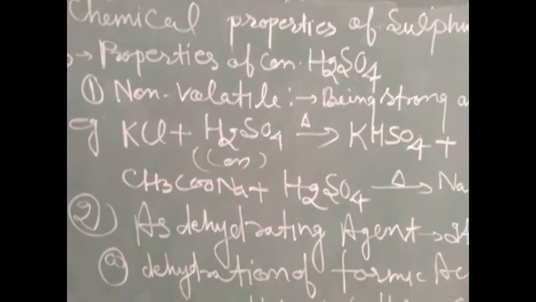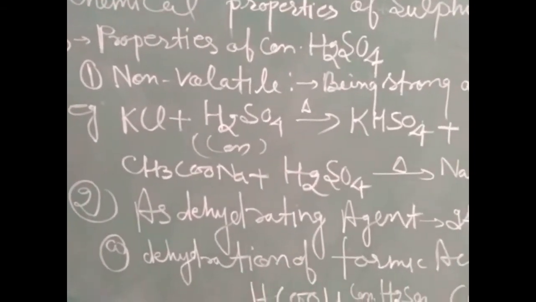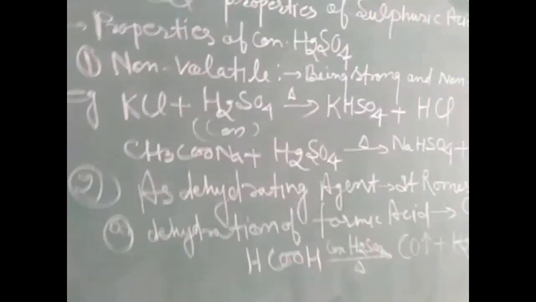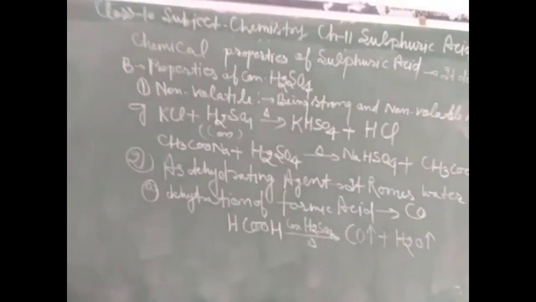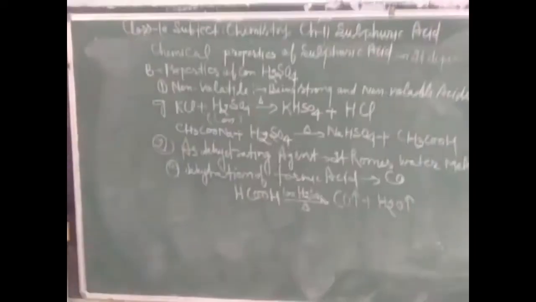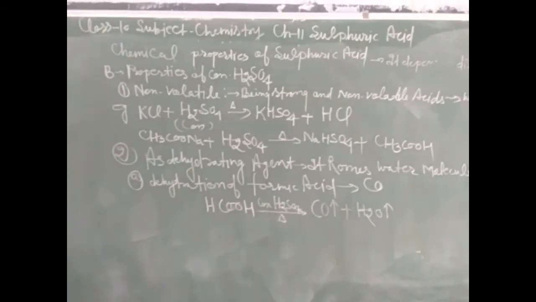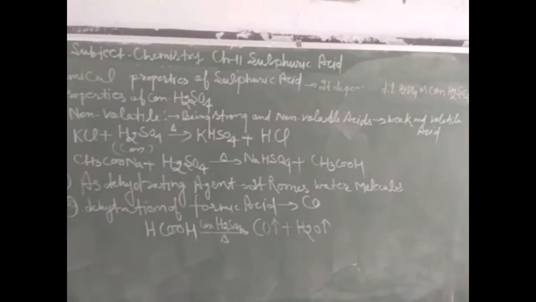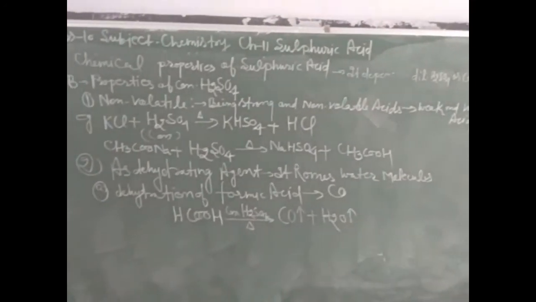Now dear students, we will discuss the property of concentrated sulfuric acid, that is its non-volatile nature. Being a strong and non-volatile acid, it forms a weak and volatile acid. That means sulfuric acid is a strong and non-volatile acid, and when it reacts with any salt, it forms a weak and volatile acid, as we can see through examples.